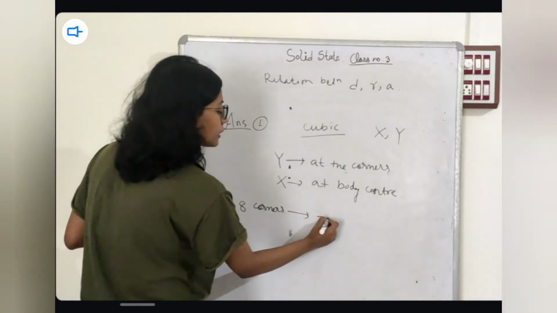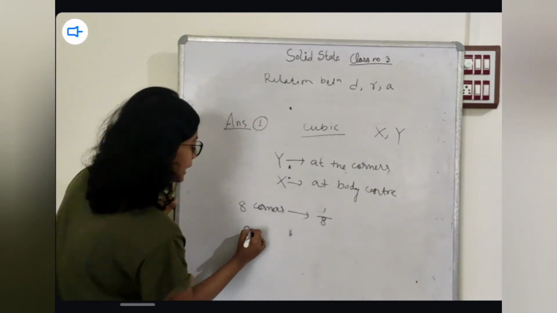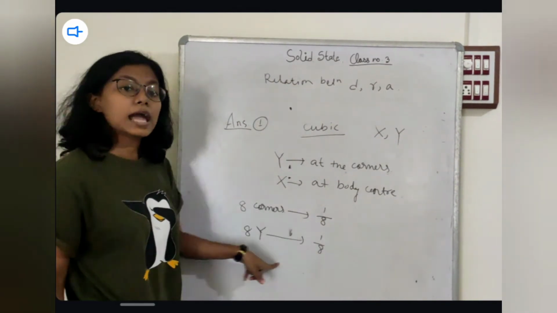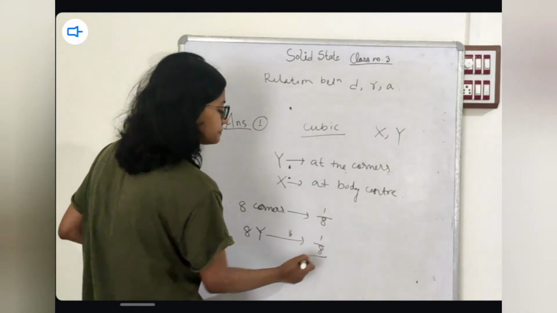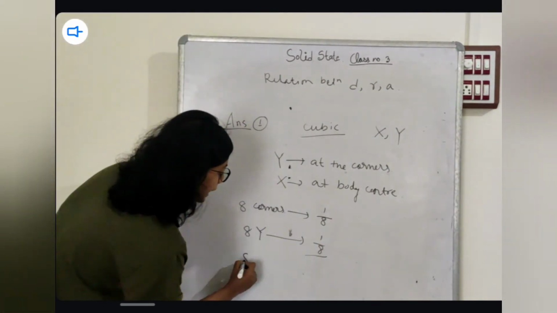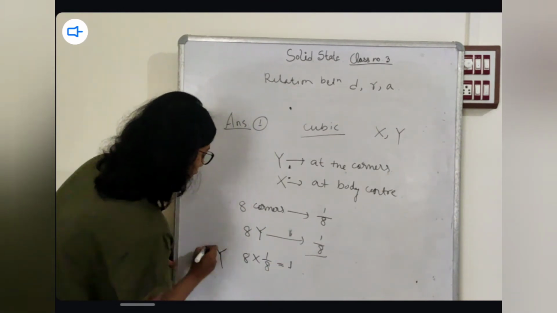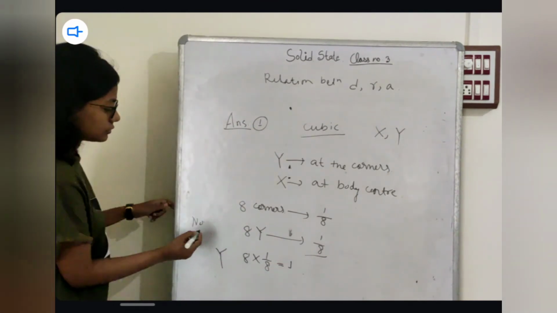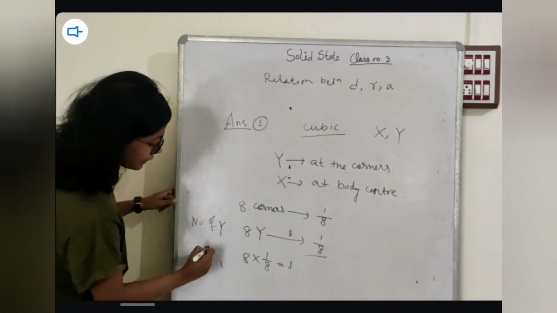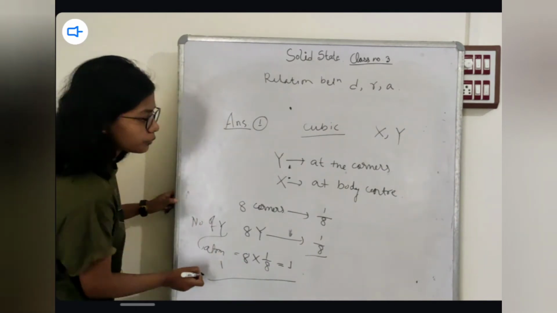And each corner atom contributes 1 by 8. So there will be 8 Y atoms and each will contribute 1 by 8. Therefore, total number of atoms will be 8 into 1 by 8 is equal to 1. So total number of Y atom is equal to 1.